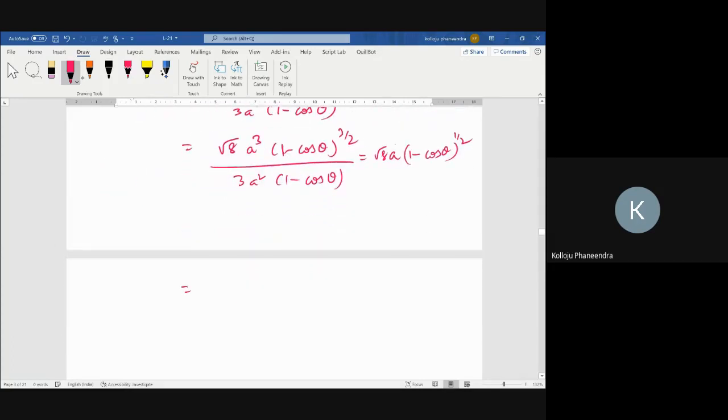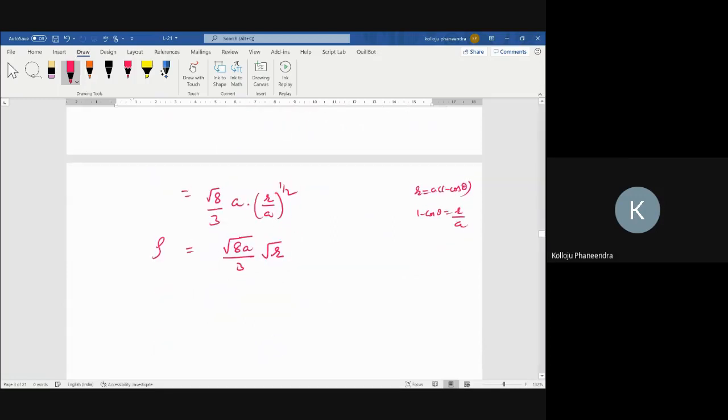And I can write this as, what is the r value? r equal to a into 1 minus cosine theta. So this is root 8 by 3 a, and 1 minus cos theta from this is r by a. So this is (r by a) whole power 1 by 2. So this is root 8 a by 3 root r. This is the rho value, and this is a constant. So rho is proportional to what? Square root of r. This is the proof. Show that radius of curvature varies as square root of r, nothing but both are proportional to each other. Okay, this is today's class.